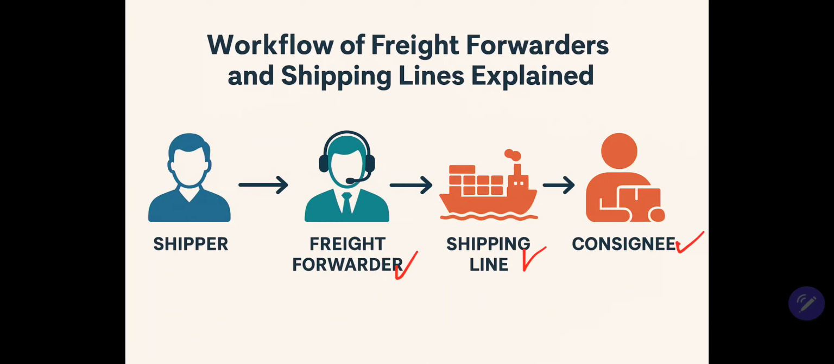Before I explain that example, I will give you the description and explanation of the shipper, freight forwarder, shipping line, and consignee. Okay, you can see in here from sender to receiver, shipper as sender and consignee as receiver.